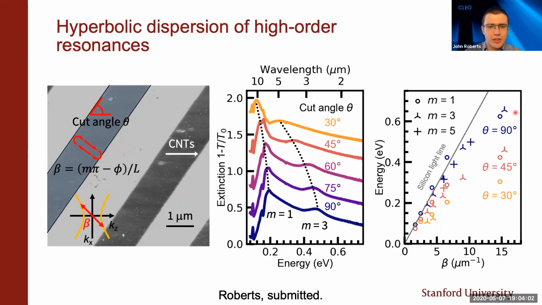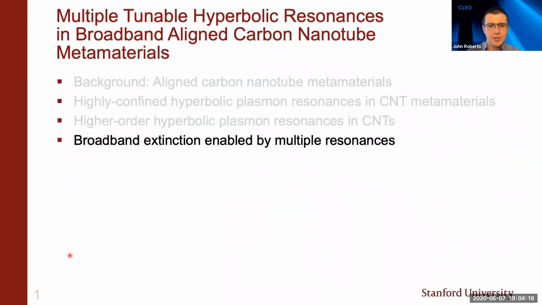And another effect that shows up here is that for the more diagonal cut angles, the dispersion becomes more deeply sub-wavelength. It moves further past the light line. And this is again because we're sampling high K points on the isofrequency surface. So understanding the origins of these modes, one thing that we can do is we can use these resonances to engineer broadband extinction in the infrared.